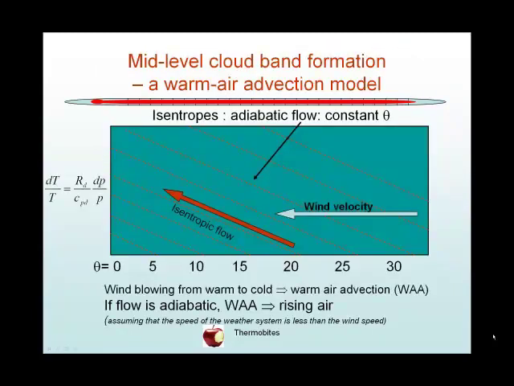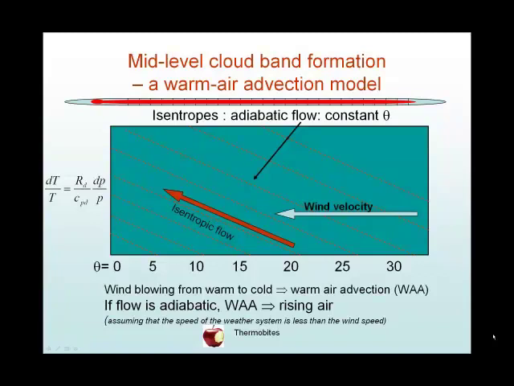So consider a cloud band in the atmosphere, so a large region of ACAS. We can apply a simple warm air advection model to explain its existence. Consider wind that blows from warm air to cooler air. That's known as warm air advection because parcels of air are moved from their original location into a cooler environment.